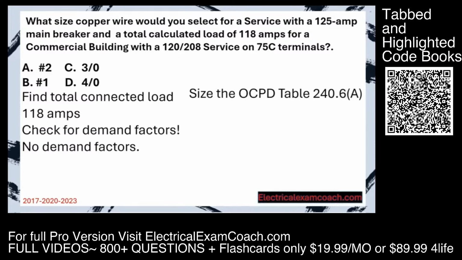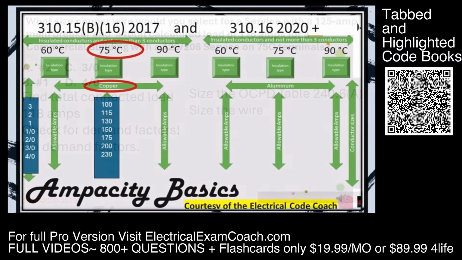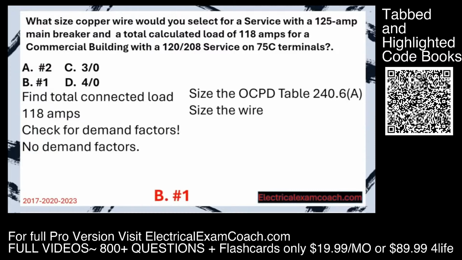Device, but if you notice in the question, they've already done that for us. So all we have to do is size our wire. We're going to head to our primary ampacity table and find a wire that is good for 118 amps. We slide down the 75-degree C column on the copper side, and we're going to find that we select a number 1.